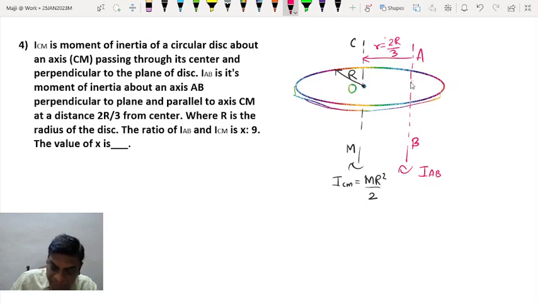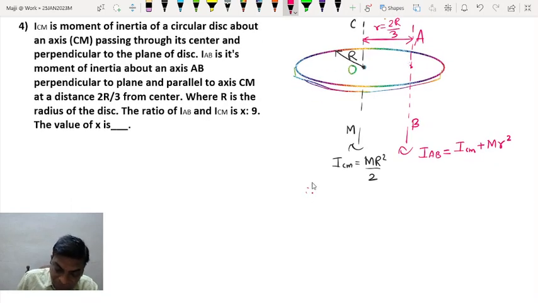Now, since this AB axis does not pass through the center of mass, we have to apply the parallel axis theorem, which states that moment of inertia about any axis is equal to moment of inertia of the body about a parallel centroidal axis, centroidal axis means an axis passing through the centroid, centroid means center of mass, plus mass of the body into the distance between the axes. Distance between the axes, I have taken it as small r.